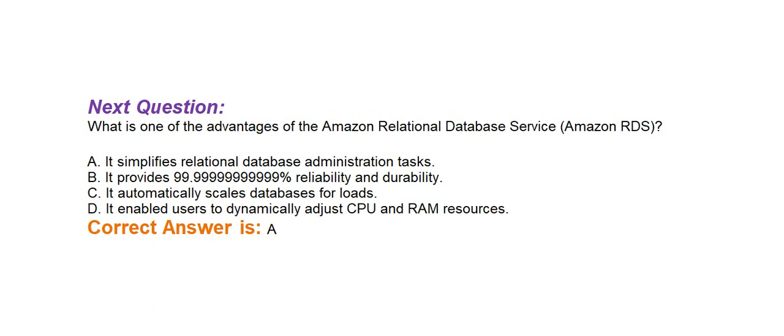Next question is, what are the advantages of the Amazon Relational Database Service Amazon RDS? Option A. It simplifies relational database administration tasks. Option B. It provides 99.9999% reliability and durability. Option C. It automatically scales database for loads. Option D. It enables users to dynamically adjust CPU and RAM resources. Correct answer is option A. It simplifies relational database administration tasks.